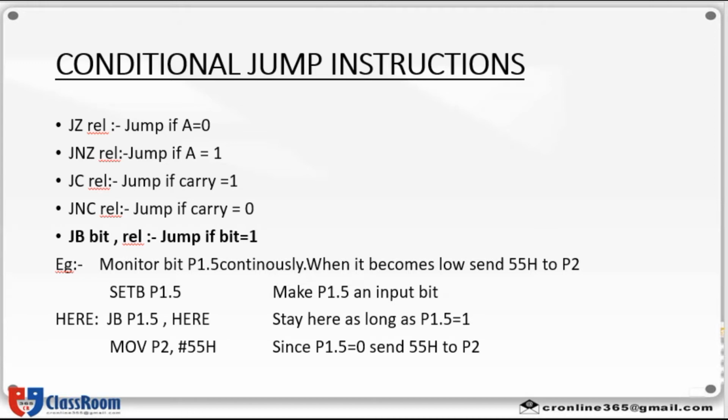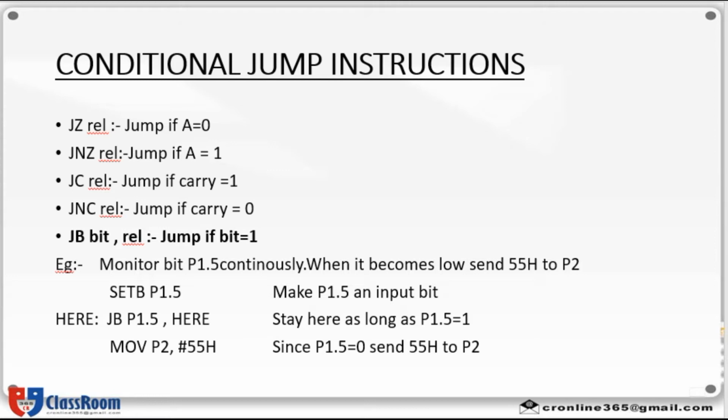Then, third jump instruction is JC. JC means jump if carry. J means jump, C means carry. So, JC, jump if carry is equal to 1. That means if carry is set or if the carry value is equal to 1, then jump to the address indicated. If carry is equal to 0, then you can proceed with the next instruction. If the carry value is set as 1, then you can jump to that address indicated.